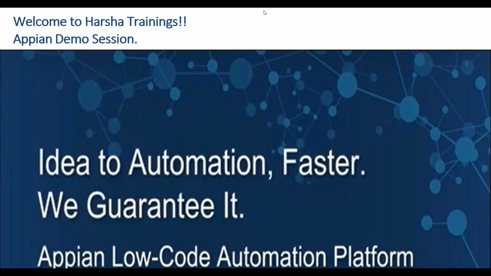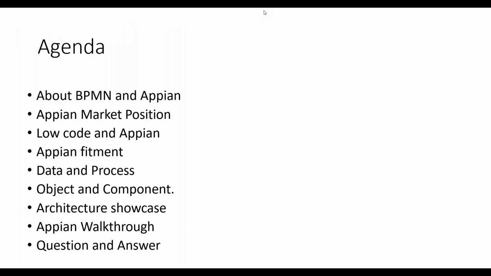It is much faster compared to other basic programming languages like Java, .NET, and Python, which require a lot of courage and time to create an application. But in Appian, you can quickly create a fully fledged working application in a week. And it's low code, so you don't have to be deep into the coding standards. You will be able to create applications very easily and adopt the coding standards.